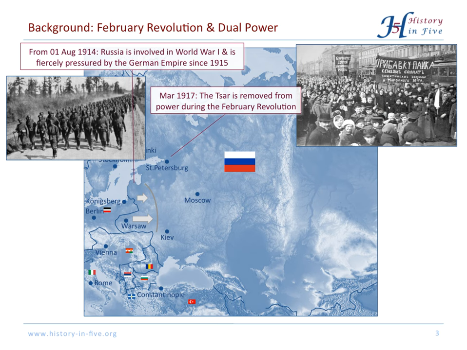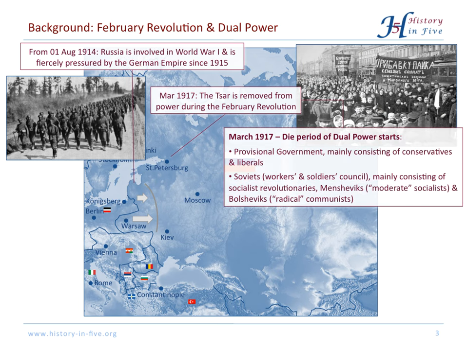What followed was the period of dual power. On the one hand, we had the provisional government, there were conservatives and liberals. On the other hand, there were the Soviets. The Soviet is a workers and soldiers council, and there were two factions, the moderate socialists, socialist revolutionaries and Mensheviks, and on the other hand, the radical communists, the Bolsheviks.